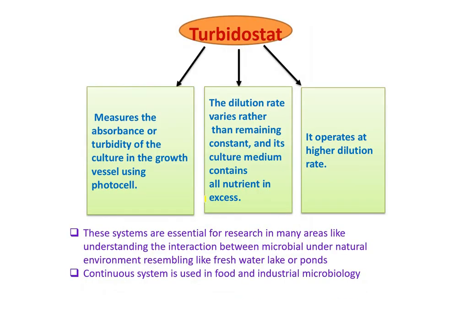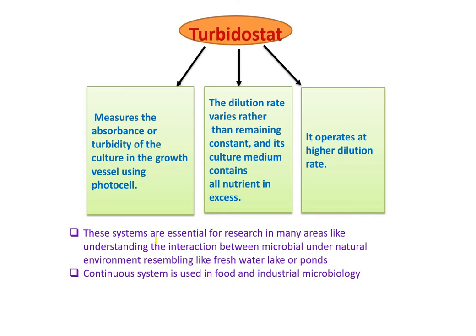Then after the chemostat we will talk about the turbidostat. The turbidostat measures the absorbance or turbidity of the culture in the growth vessel using a photocell. So a photocell is being used for measuring the absorbance. Here, it is quite different from the continuous culture system. Here the dilution rate varies rather than remaining constant. In the case of the chemostat, the dilution rate was constant, and the culture medium had a limiting nutrient. Here the medium contains all nutrients, and it operates at a higher dilution rate.